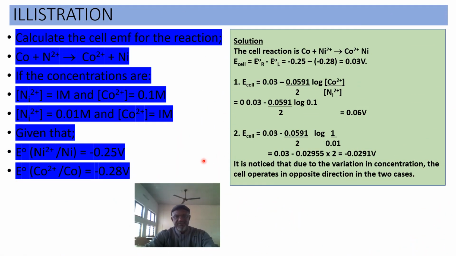An illustration: calculate the cell EMF for the reaction. This is the reaction. Concentration is 1 molar here. Concentration here is 0.1 molar. Look at it. We have the E naught values for the two cells. So we're now applying E right minus E left, which gives us this. And we apply that equation, log of concentration, C2 and C1, and we get our answer.